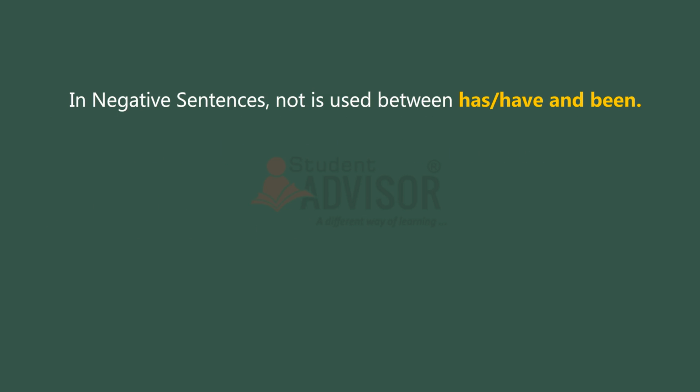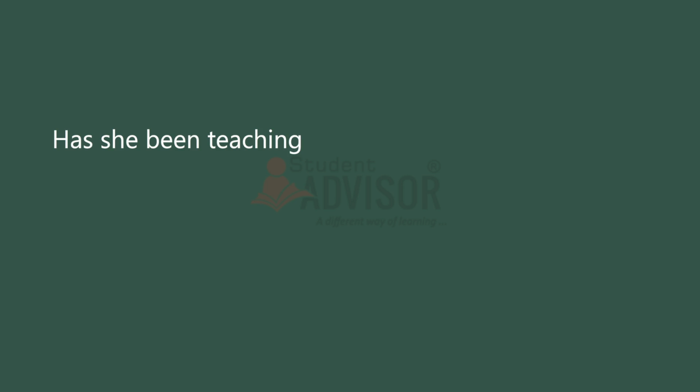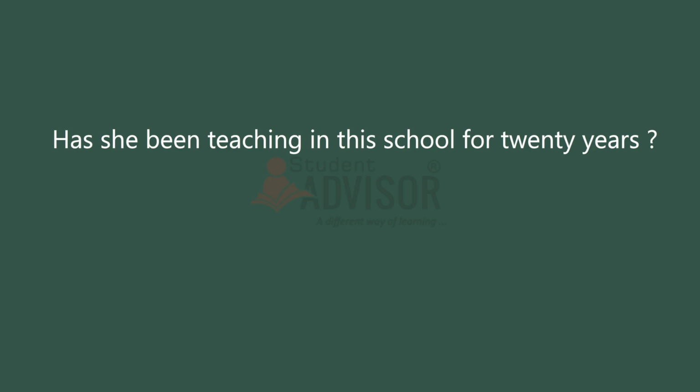In negative sentences, not is used between has or have and been. Like, they have not been playing since morning. In interrogative sentences, has and have are used before the subject. Like, has she been teaching in the school for 20 years?